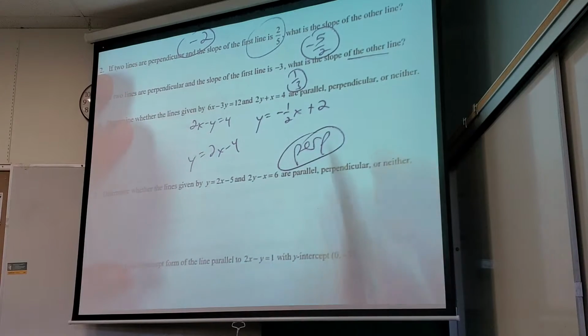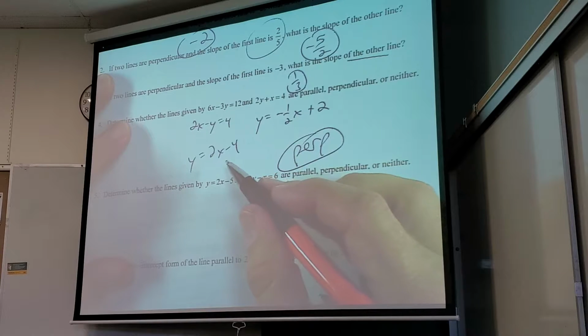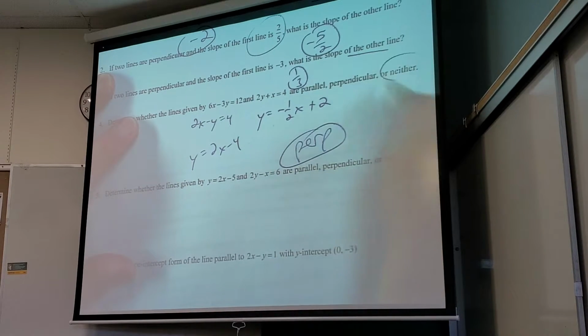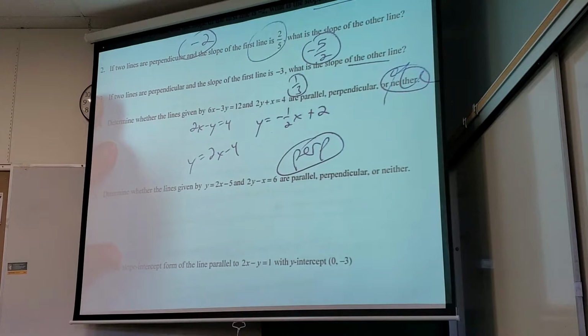Do they have to be? What if this was negative 1/3? Is it the negative reciprocal of 2? No. Are they the same? No. So it would be neither in that case. In this case, it isn't neither, so let me not make it look like it is.